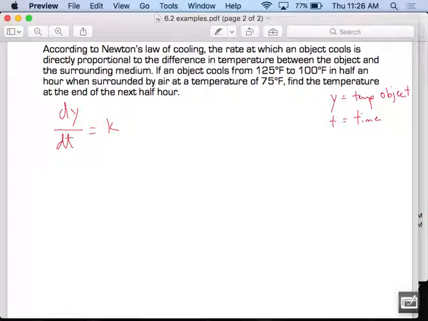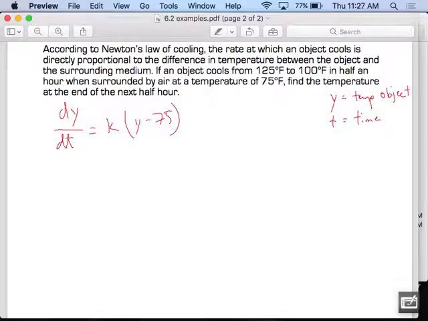What's the surrounding medium? Well, that differs on the problem. Is this thing sitting in water? Is it sitting in air? If I read the problem here, the surrounding air temperature is 75 degrees Fahrenheit. The difference between the temperature of the object and the surrounding medium is expressed how? Y minus 75. The absolute value.